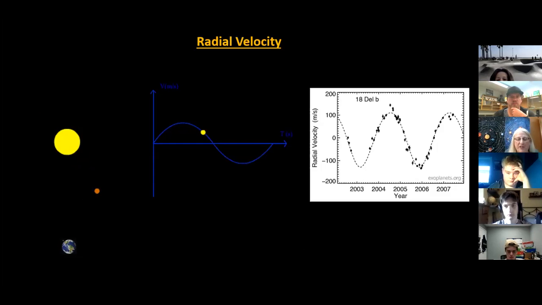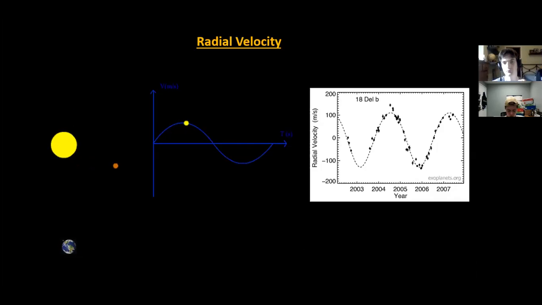So about 13 meters per second for Jupiter, but only about 9 centimeters per second due to Earth. So much smaller mass, much less variation. This is, again, best for finding very high mass planets orbiting very closely to low mass stars. So that effect will be at its maximum.